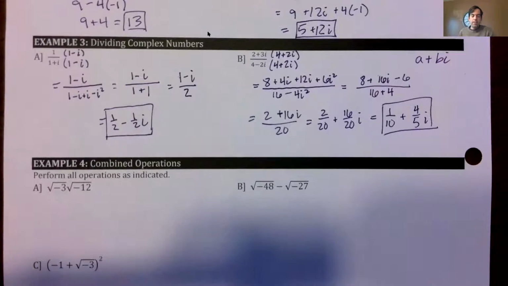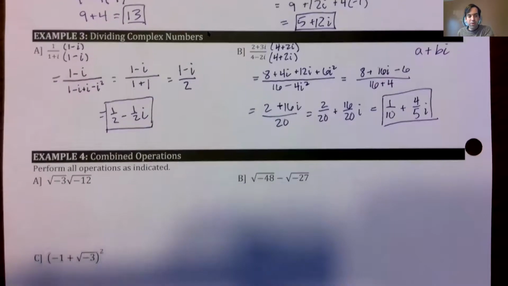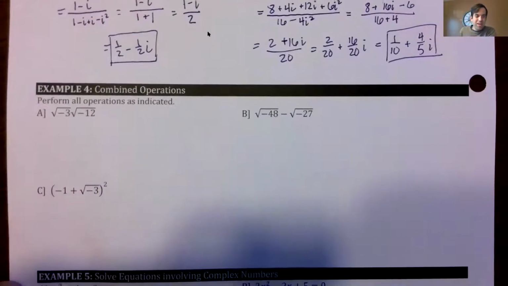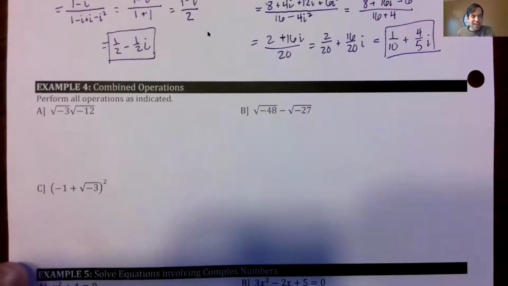All right, last step. Well, nope, just kidding. There's 2 more examples. We're going to look at example 4 next. Combined operations. Perform all operations as indicated. So in this first question, we have the square root of negative 3 times the square root of negative 12.